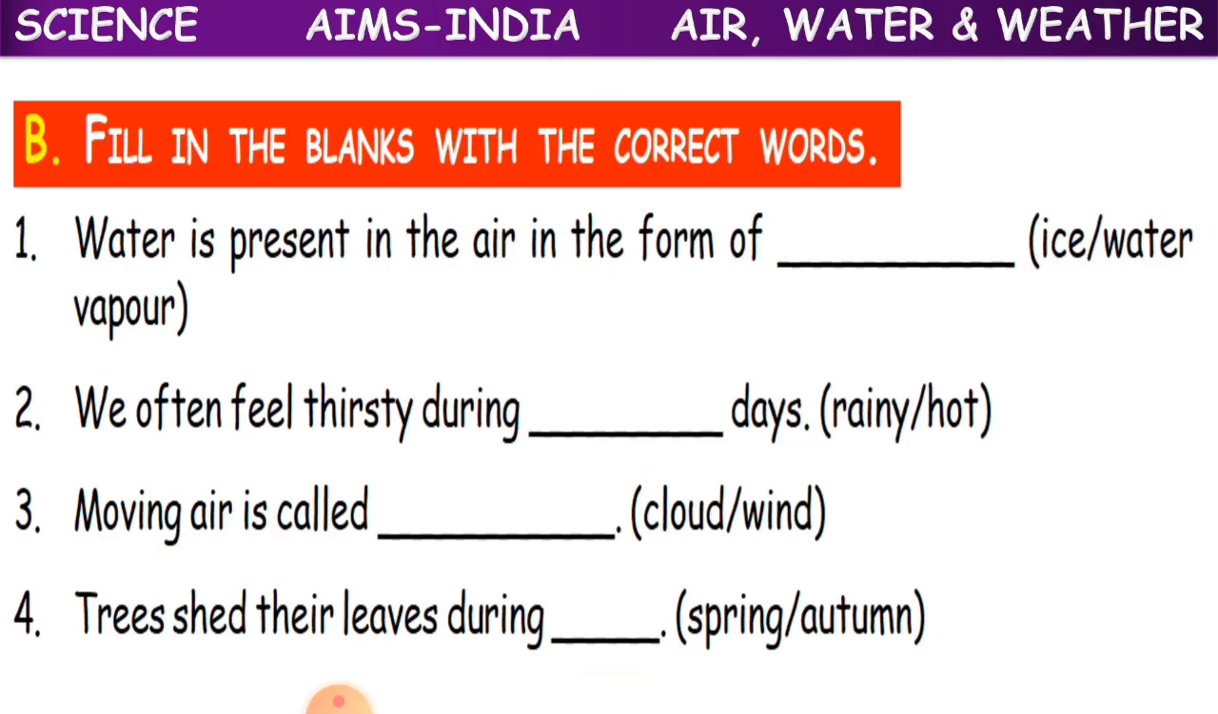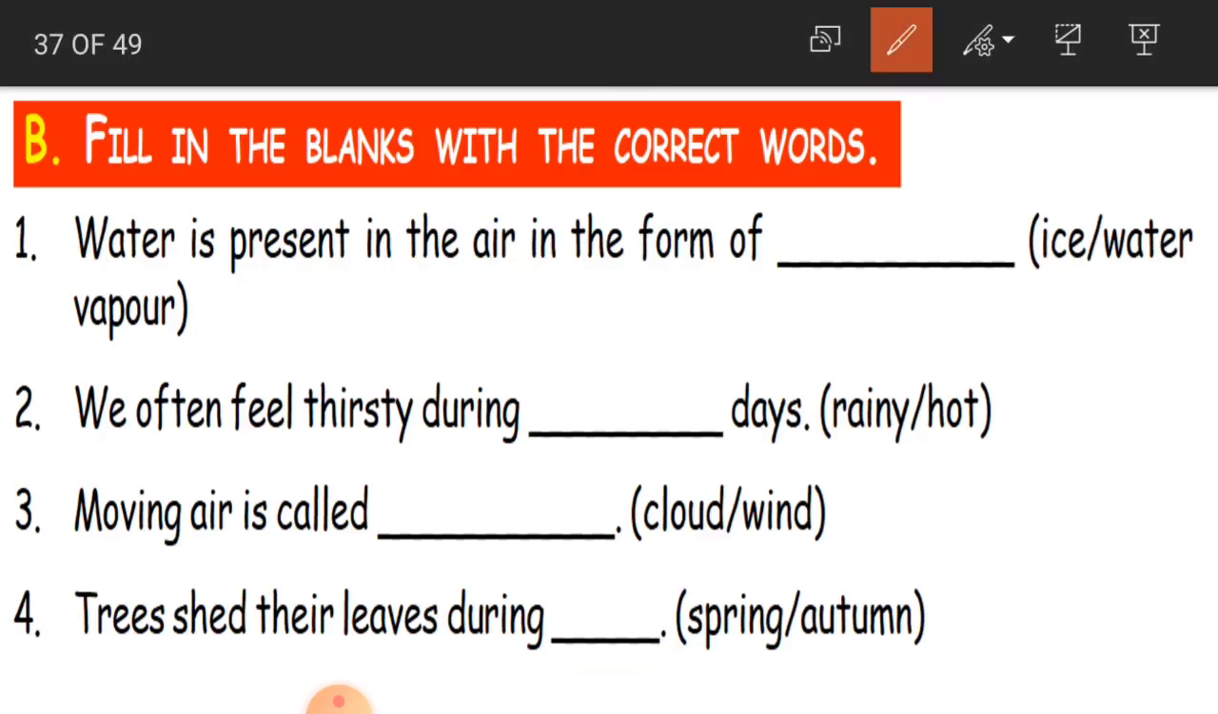Now let us fill in the blanks with the correct words. Okay, and the first blank is: water is present in the air in the form of dash, either ice or water vapor. Water has got so many forms, like water, ice, water vapor, snow, all this. But if it is in the air, in which form can you feel the water?